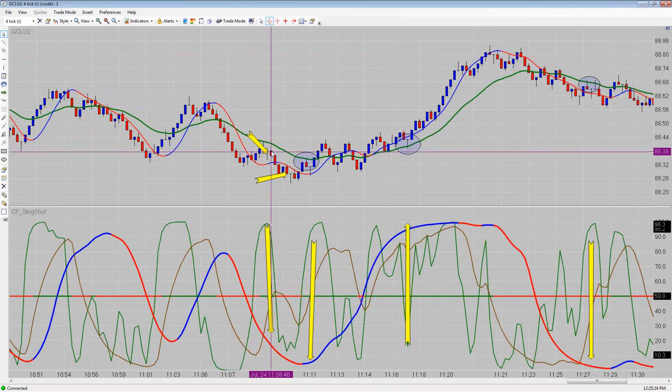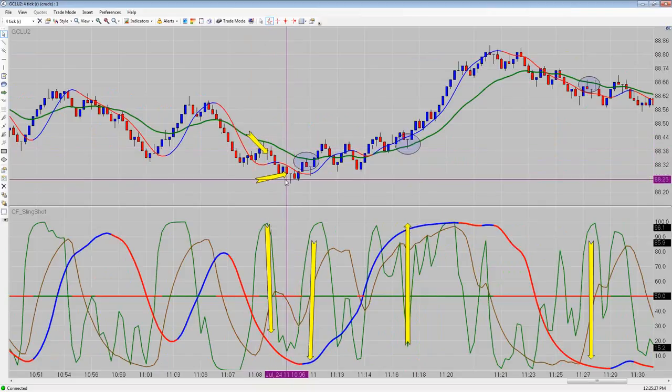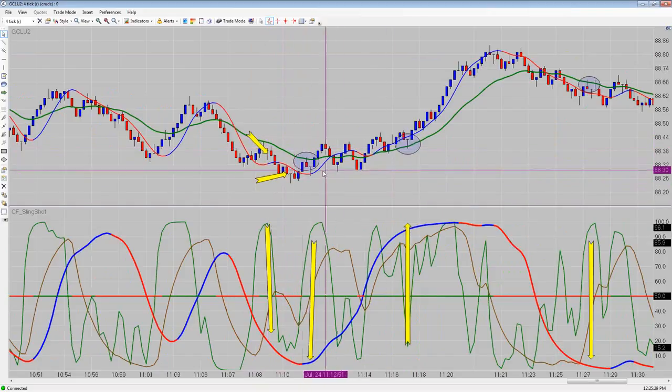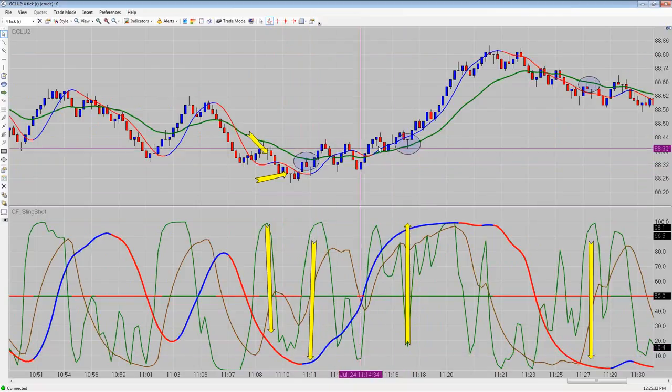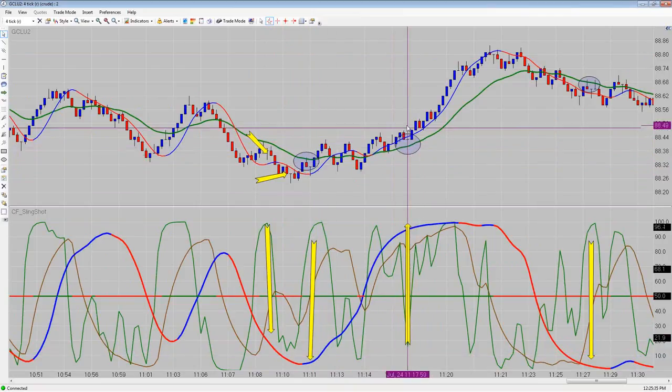Let's see. The next one that I took was over here. Tested the BBC, gave a down close. I shorted that, took some profit down there. There was another one right here that I didn't take. The cycle portion was moving up. Another one over here that I didn't take.